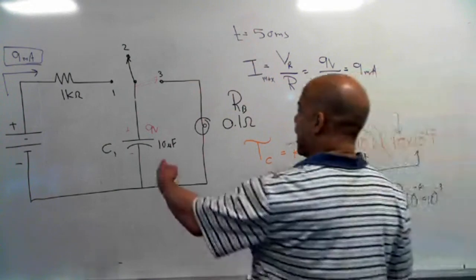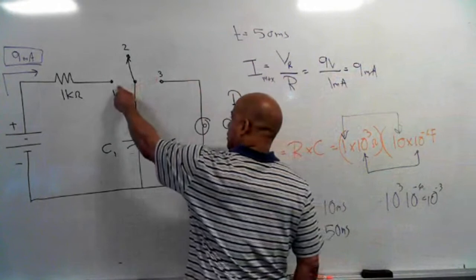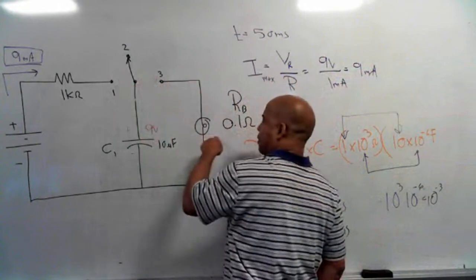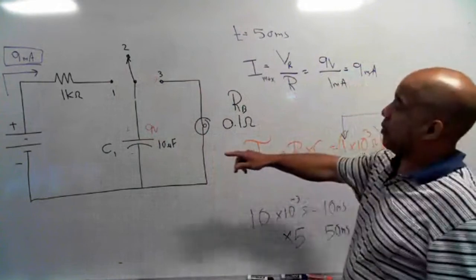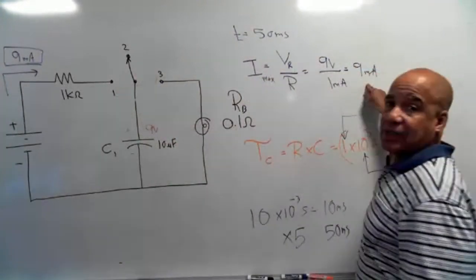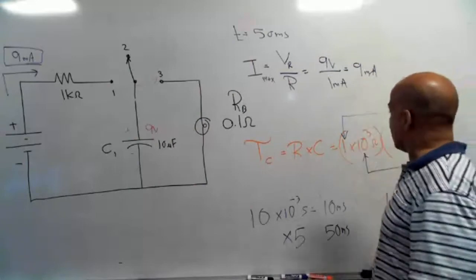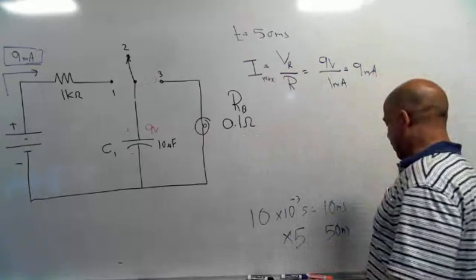So we charge the capacitor up to 9 volts. When we move from position 1 to 3, we've got 9 volts across this low resistance. So watch what's going to happen. When we move from position 2 to 1, the max current was 9 milliamps. That's the most current we can get to flow in the circuit. But now, let's look at what we've got.